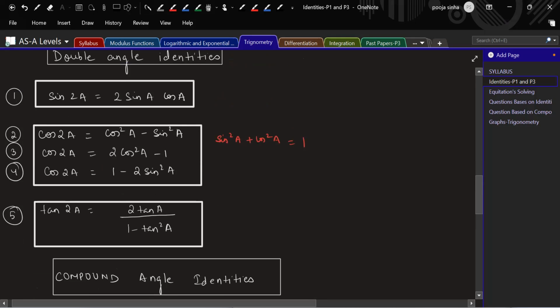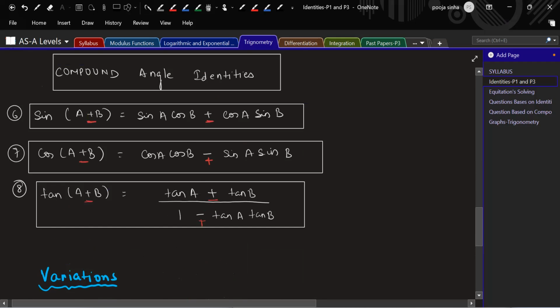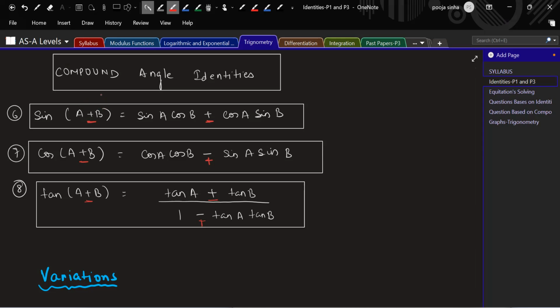Yeah. Now we move to the compound angle identities. Compound angle means, with double angle you have two same angles, right? Here compound angles means A plus B, theta plus alpha, alpha plus beta, like these. So two different angles which are being added together.